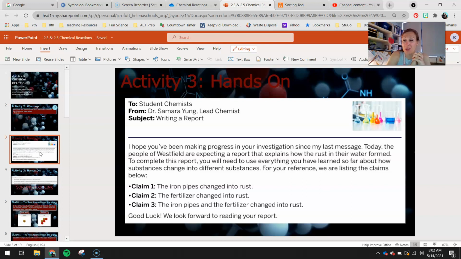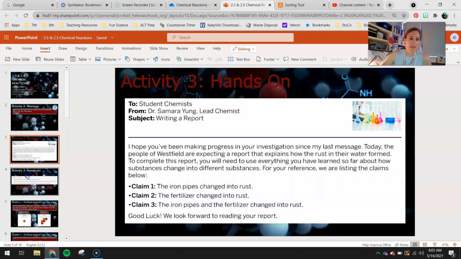So if you remember our 3 claims of where the rust came from, the first one was the iron pipes changed into rust. Claim 2, the fertilizer changed into rust. Or claim 3, the iron pipes and the fertilizer changed into rust. So first and foremost, we're going to be looking at that sorting tool to explore each of these claims and to see what would happen on the atomic scale if any of these claims are even possible. So good luck. We look forward to reading your report.